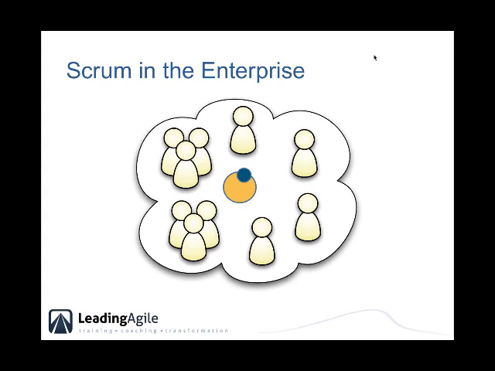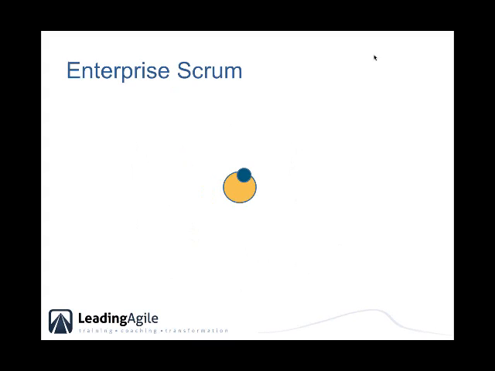So Scrum in the enterprise I define as one or more Scrum teams, and it doesn't have to be just one. It could be a bunch of Scrum teams in a larger, largely non-Agile organization. And we're not really trying to make the organization Agile. We're trying to just make sure that these Scrum teams are successful doing what they do.